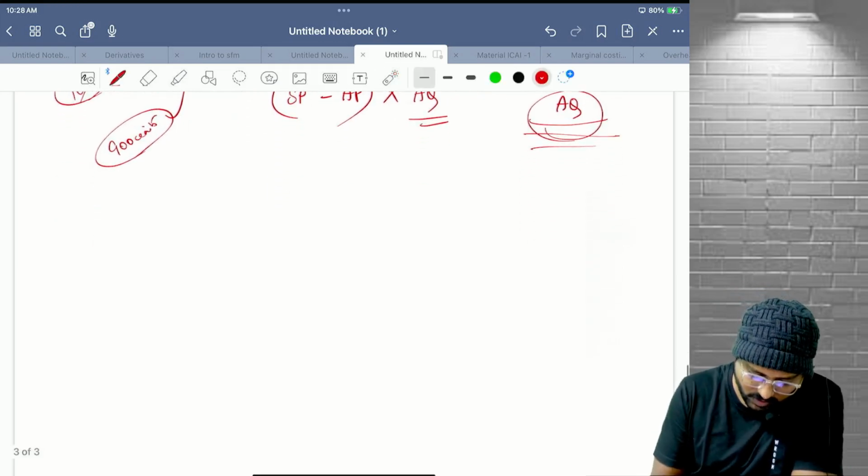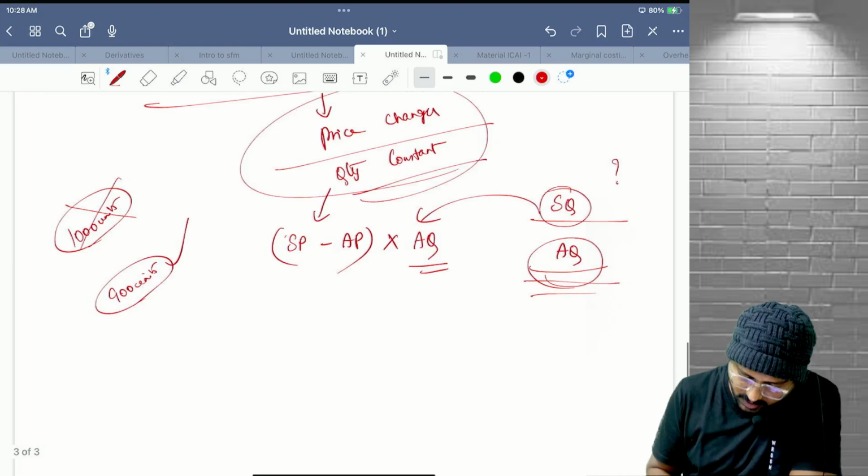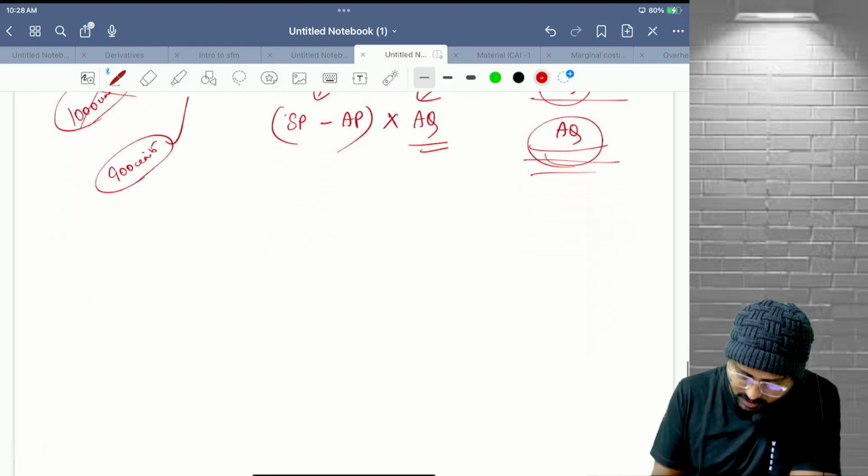Moving on to the next one. What is the next variance we have? This is the formula. Now tell me the formula. What is the formula for price variance? 3 minus 2. Correct? What is 3?